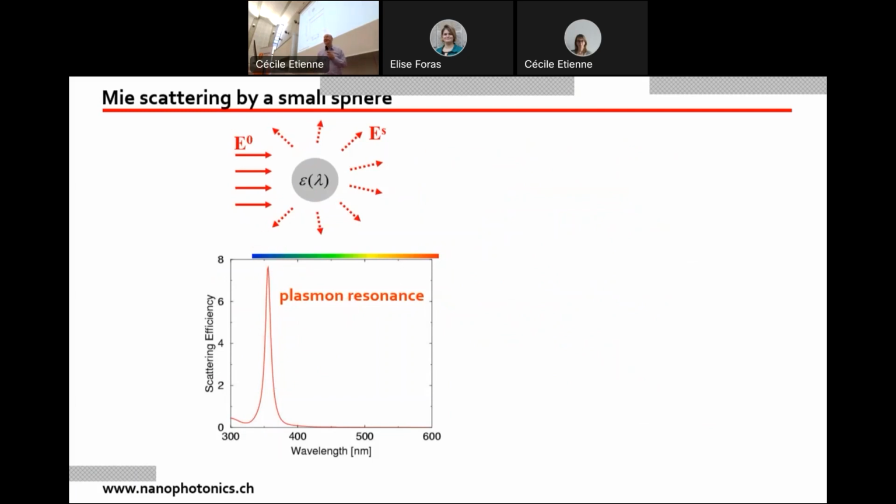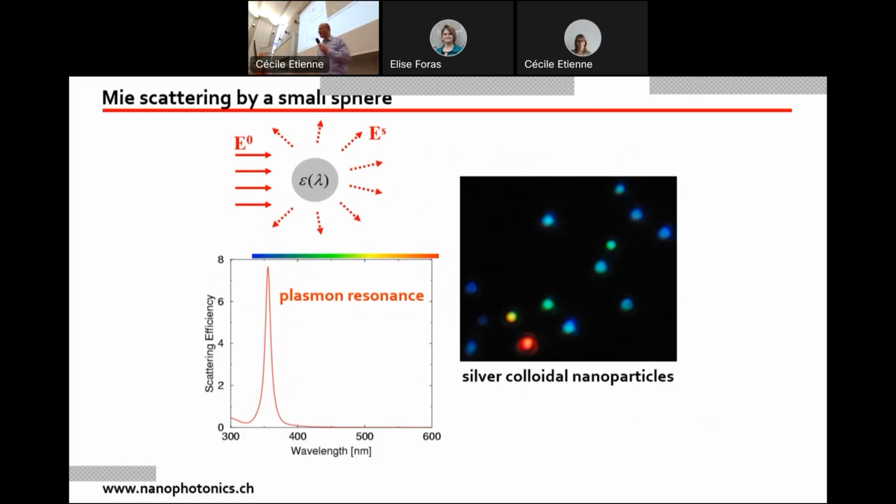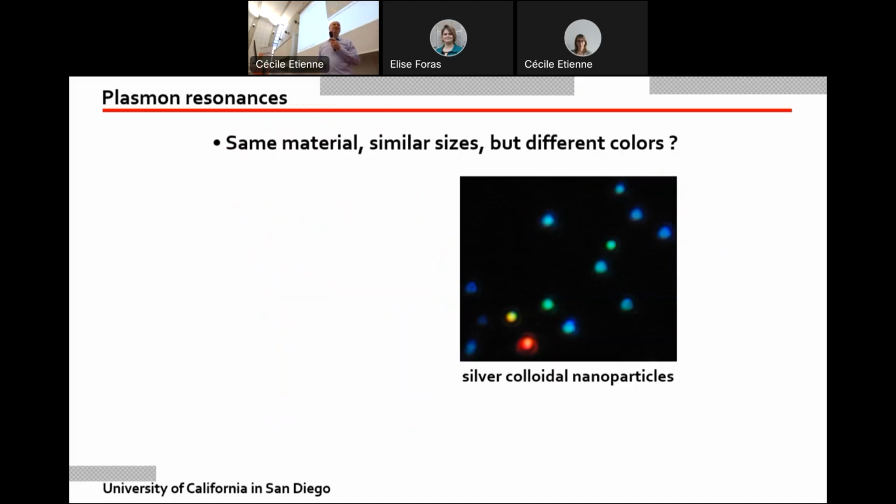And when you have such a nice, simple theory, of course, you should try to confront it with experiment. And that's something we did a long time ago when I was at UCSD, where we looked at colloidal silver. So these are silver nanoparticles. They all have the same size, 50 nanometers. And if you look at them under a dark field microscope, you see that indeed they are blue, but you also see that some have very different colors. Some appear green, some appear yellow, some appear red.